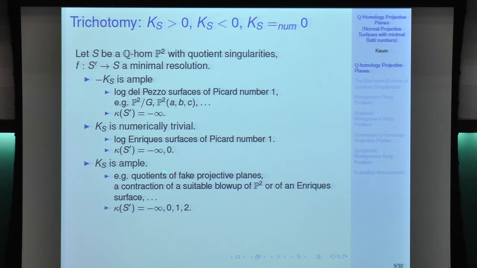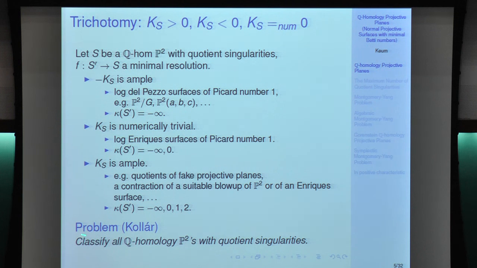In this case it's much more general, but the problem is that it's pretty difficult to find examples. This is one of the difficulties in the classification theory of algebraic surfaces. The general case is pretty difficult to find examples. Here is the problem posed by Shokurov: classify all Q-homology P2 with quotient singularities. This problem is originally related to a Montgomery-Yang problem.